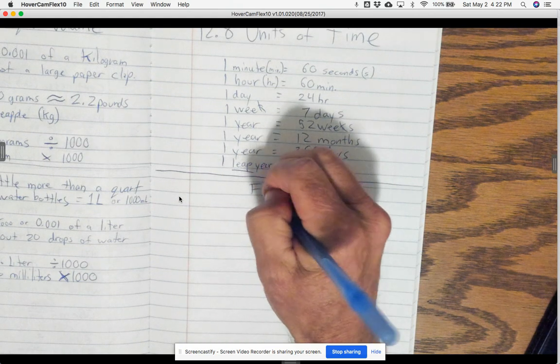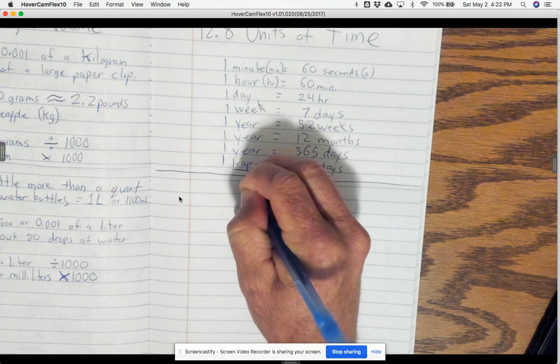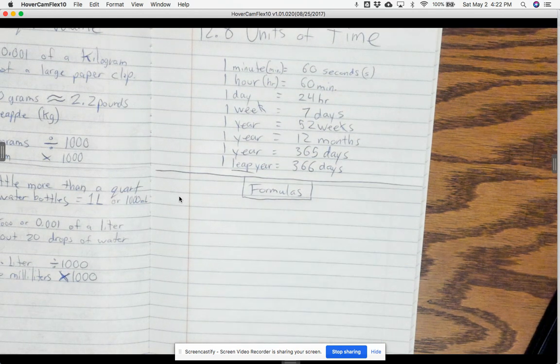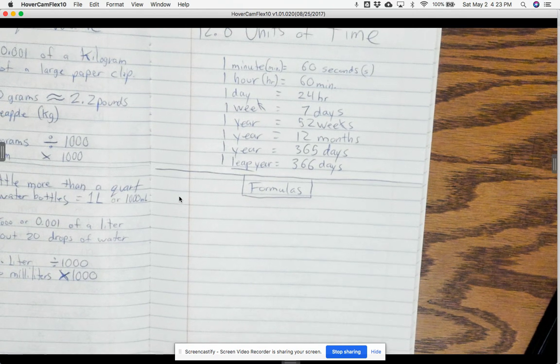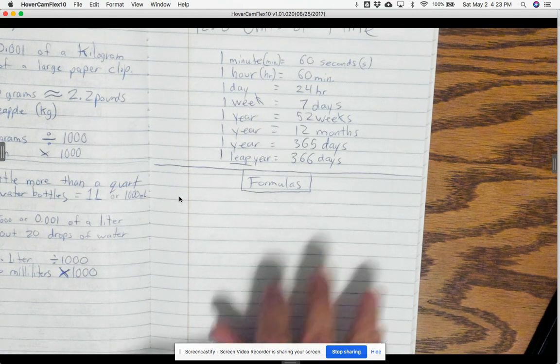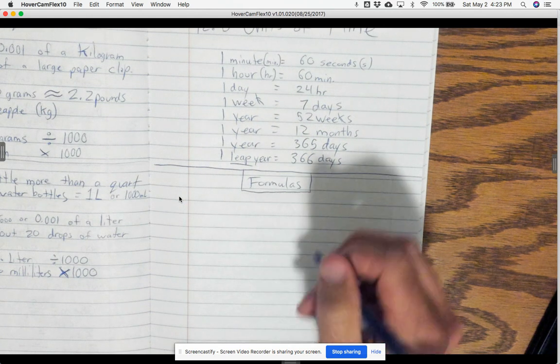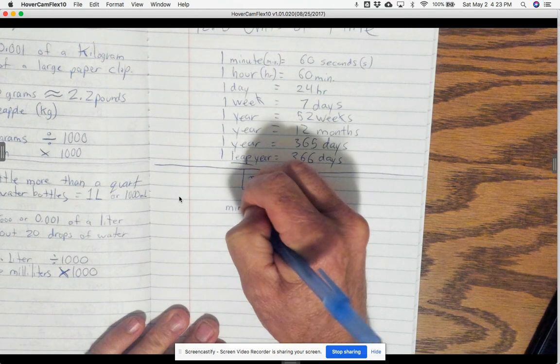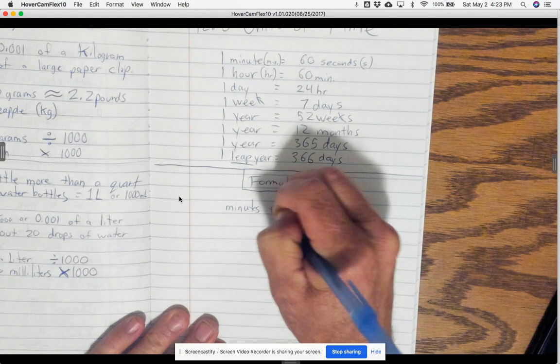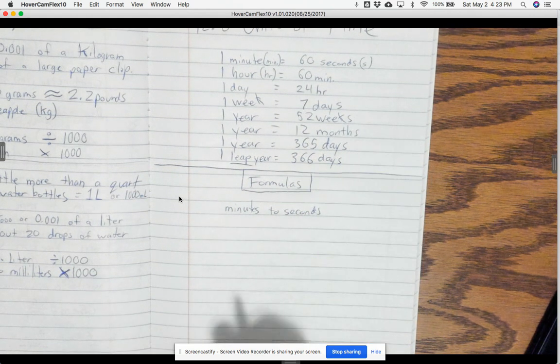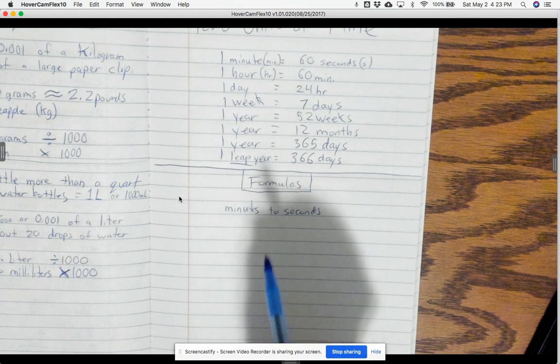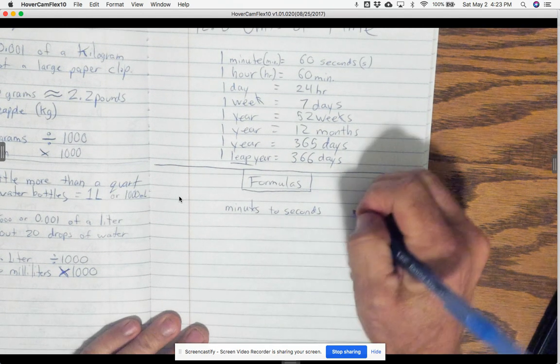Now we're going to write our formulas, which we're definitely going to want to have written down so we can refer back to these because, I guess the good thing is that all of today's formulas are multiplication. The not so good news is it's not metric, so it's not just tens, hundreds, and thousands. It's all these numbers that you see up here. So if we're going to convert minutes to seconds, and for all of these, we're going from a large unit to a smaller unit.